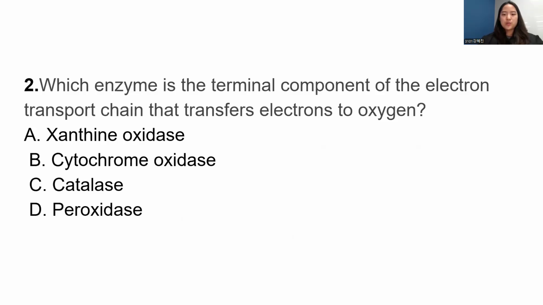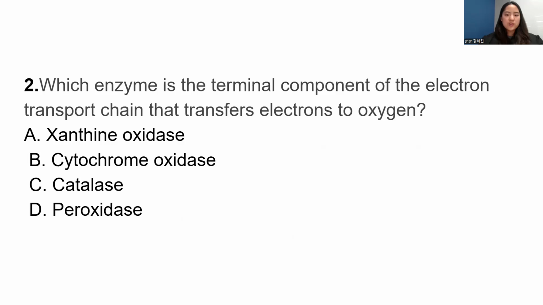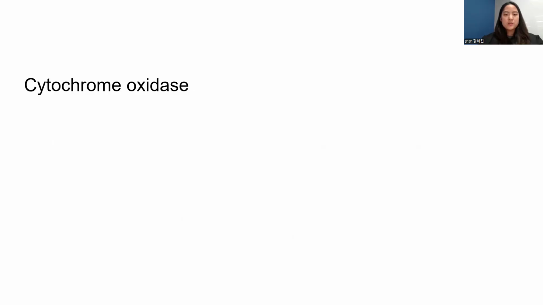Which enzyme is a terminal component of the electron transport chain that transfers electrons to oxygen? The answer is cytochrome oxidase. Cytochrome oxidase was introduced often throughout the presentation. It acts as a final electron acceptor, and it is important here to generate ATP and make water as a final product. And it ends the overall ATP generating process.